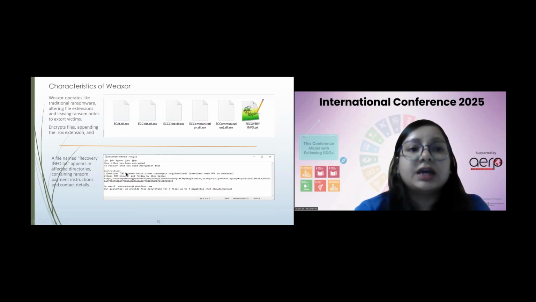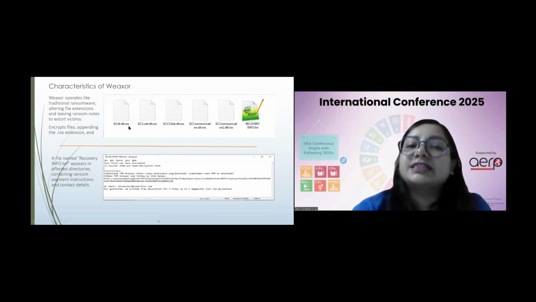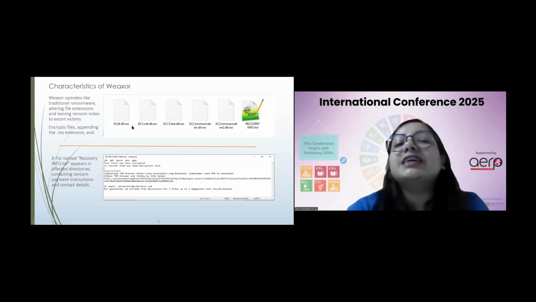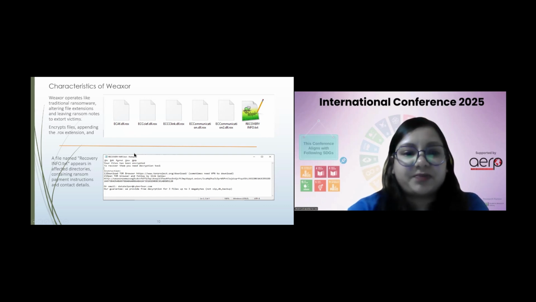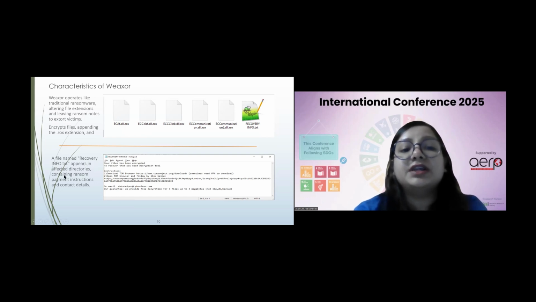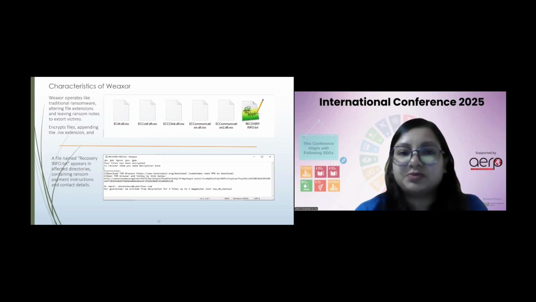If it could not connect to this IP, it would not be able to deploy the Weaxor ransomware into the infected machine. Now, the characteristics of the Weaxor ransomware: it behaves like any other ransomware, where it encrypts the file and renames the extension. For example, for WannaCry, there was WNCRY. In the same way, for Weaxor, the extension they used was ROX. Also, you will see that recoveryinfo.txt appeared in the affected directories, which explained how to pay the ransom and how to contact them for paying the ransom.